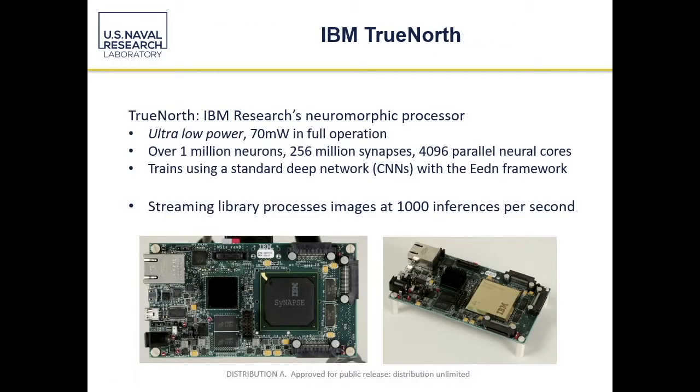So just like your cooking show, there we go, right? There's my finished pie. So this is the IBM TrueNorth processor. I assume everybody here is probably really familiar with this. From our perspective, we like it because it's very low powered. 1 million neurons, 256 million synapses, 4096 parallel cores. There's a streaming library that is available that can do inferences at thousands of frames per second.